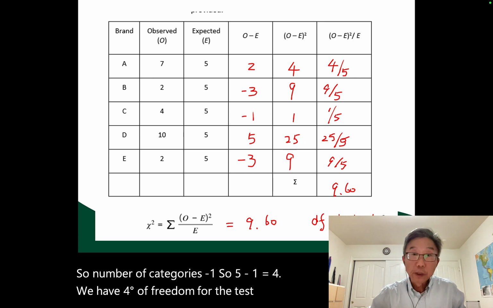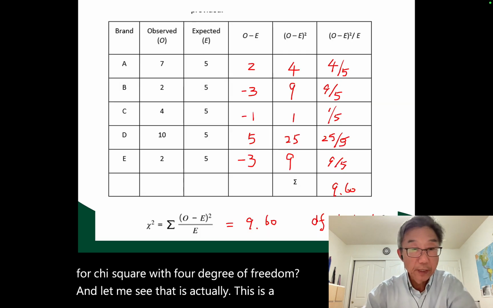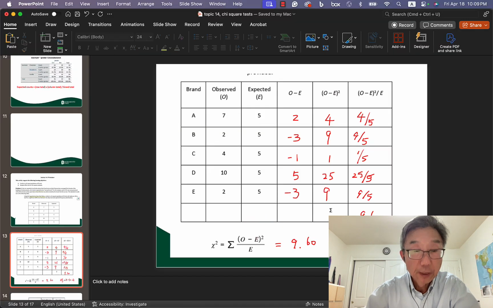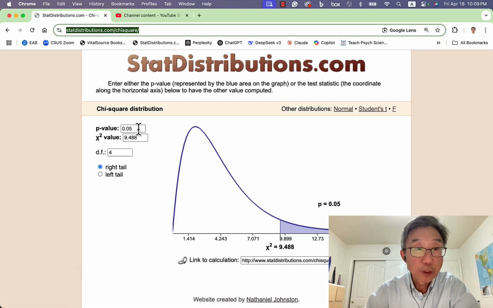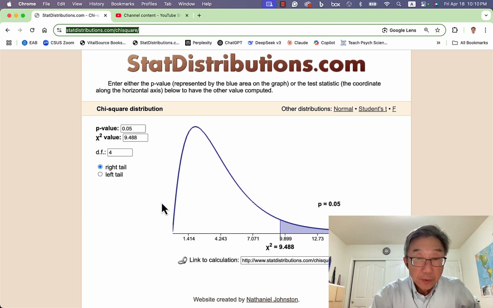So next, what is the critical value for chi-square with 4 degrees of freedom? Let's take a look at the chi-square distribution. With 4 degrees of freedom, the critical value of chi-square equals 9.488. And so that's the critical value. Any chi-square that's greater than 9.488 means it's statistically significant.